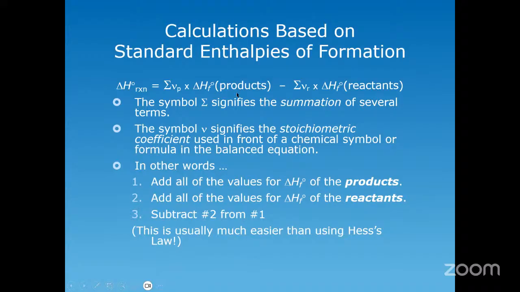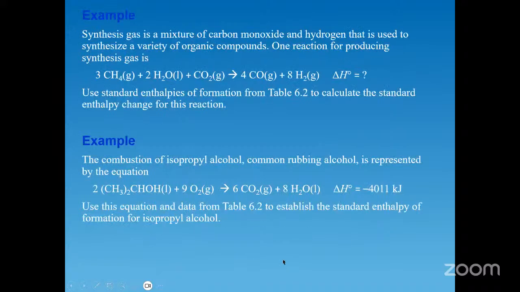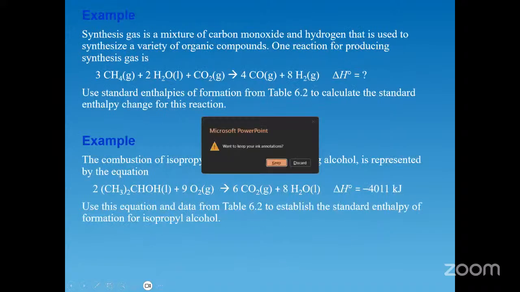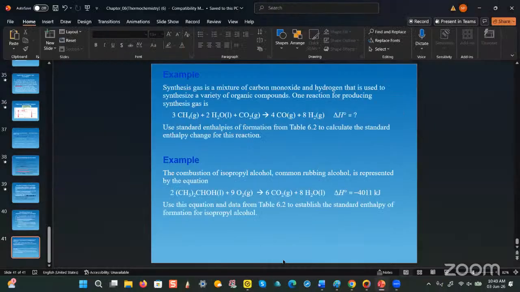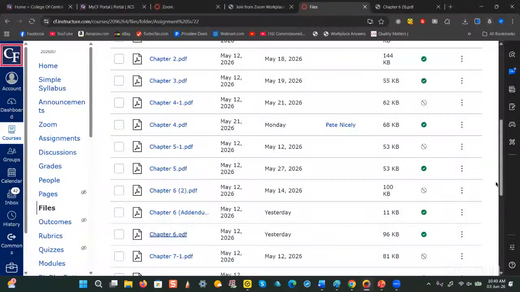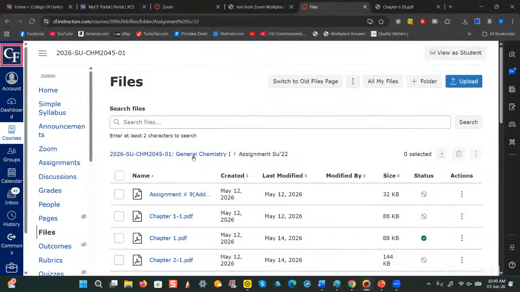And so the question is, how do we get these values? Well, there are tables that are provided, and in fact, I provided a table in Canvas, which you'll have access to during your test, and I'll just show you what the table looks like.